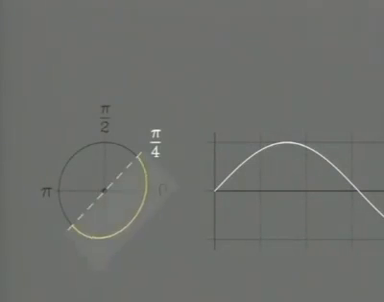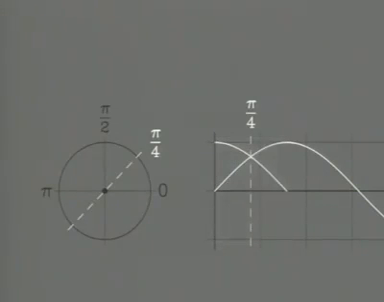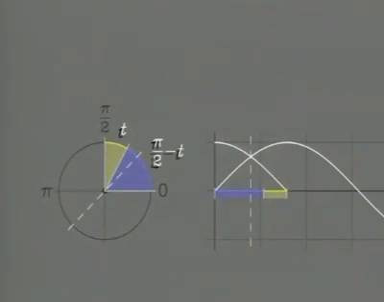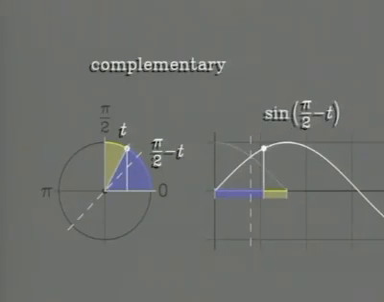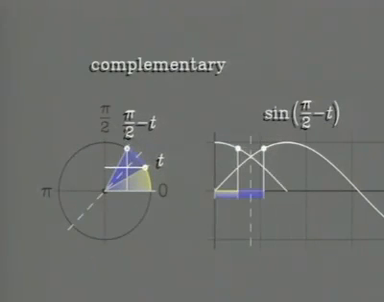This is another axis of symmetry for the circle. But when we reflect the sine curve through this line, we get a new curve. Let's look at this curve. If this angle is t, this one is pi over 2 minus t. The two angles t and pi over 2 minus t are called complementary. The sine of the complement of t lies on our new curve. It is called complementary sine, or cosine. And it's written like this.